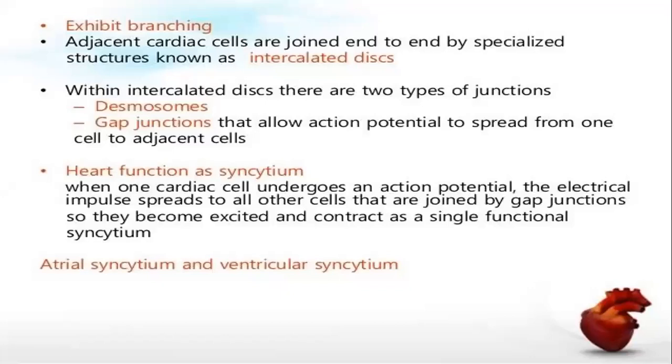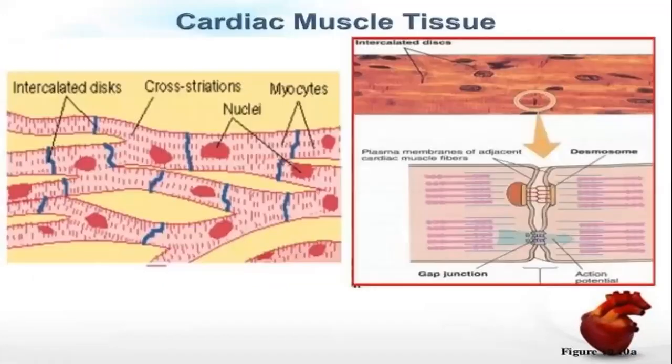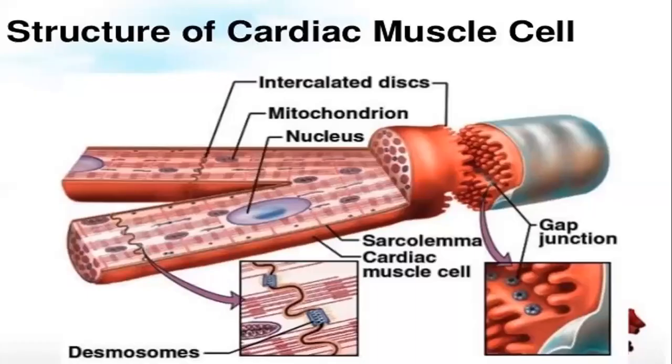Now we have already discussed this. Let's revise. Adjacent cardiac muscles are joined end to end by specialized structures which are called the intercalated discs. Within intercalated discs, we can see gap junctions and desmosomes. The heart functions as a syncytium due to the presence of these gap junctions, the ventricular syncytium and the atrial syncytium. You can see the pictures of the gap junction and the desmosome.